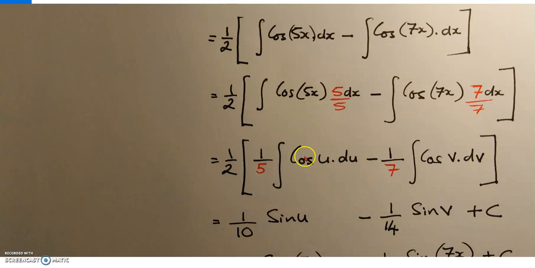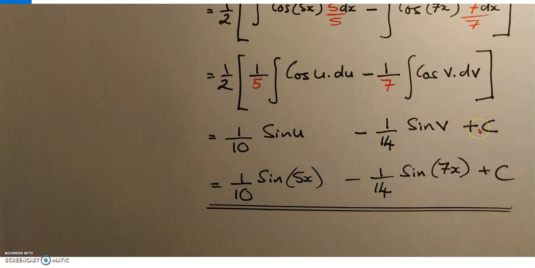Well, cosine is the derivative of sine. So the answer to this is sine u, and the answer to that is sine v. This time there are no sign changes, of course. So what do we get? This half will now multiply with the 5 to give us 1/10 sine u, and this half will multiply with the 7 to give 1/14 sine v. Okay, and that is it.